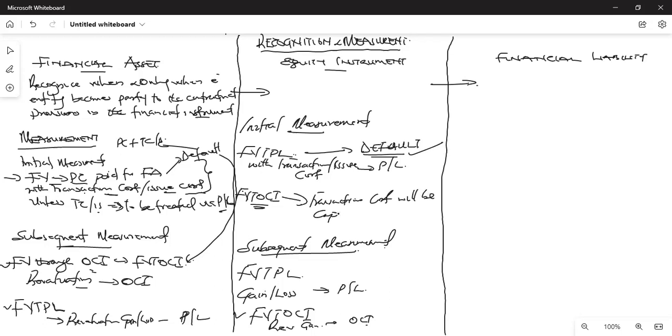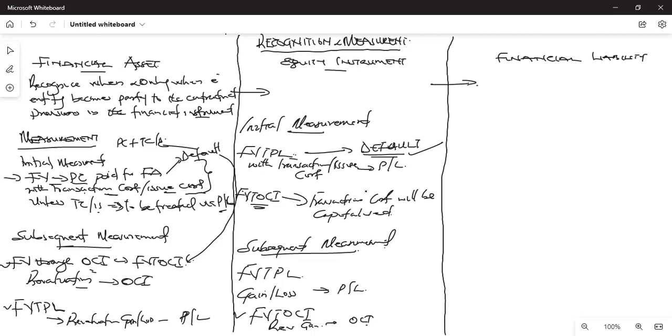All right, that is the difference. So you are put into a situation where the transaction cost is to be capitalized, or is to be passed through P&L. That is the distinction between OCI and P&L. Okay, so this is it for equity instrument. All right, so take note of that.